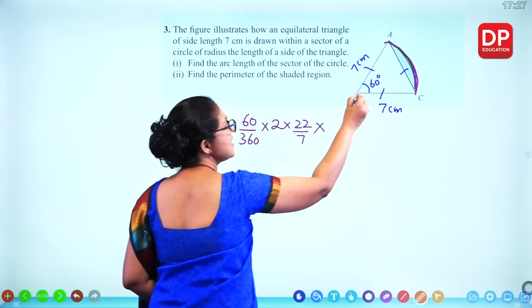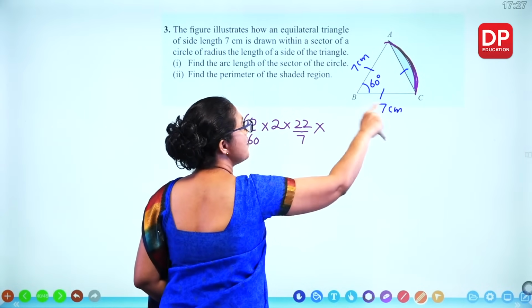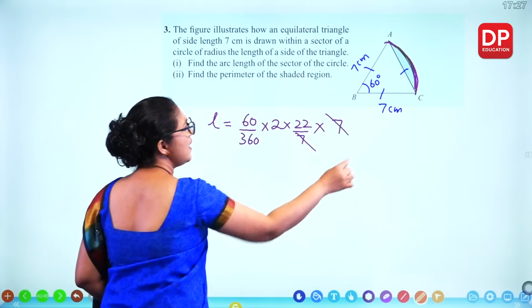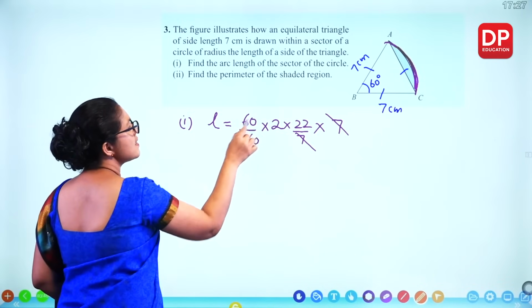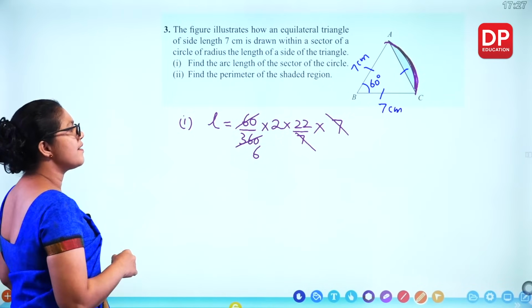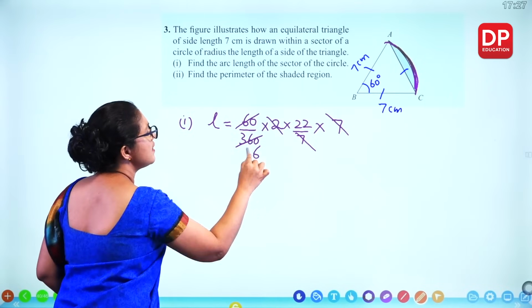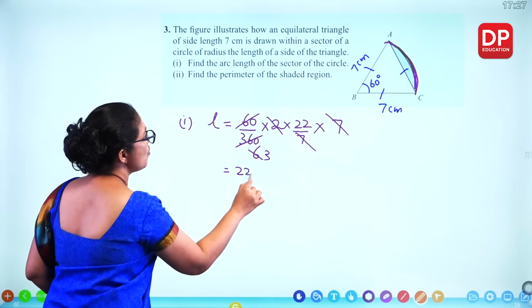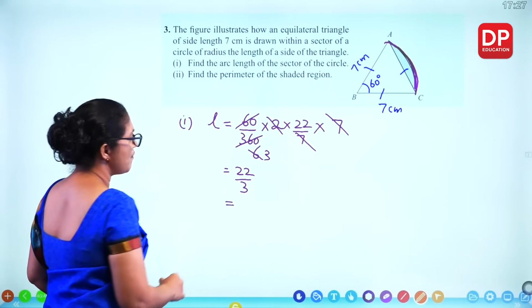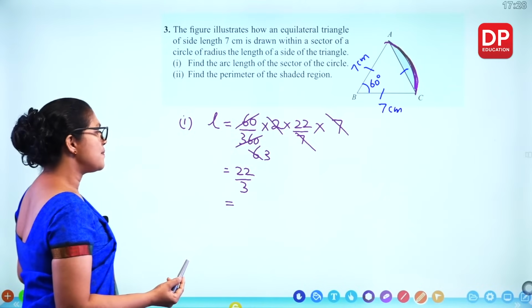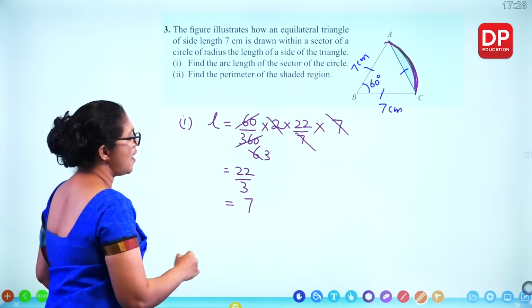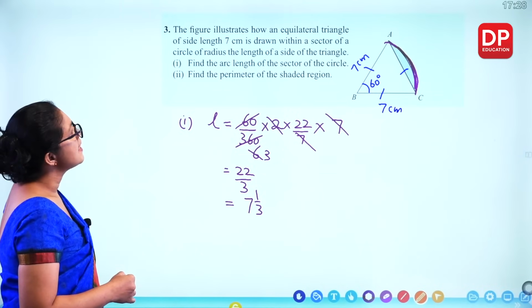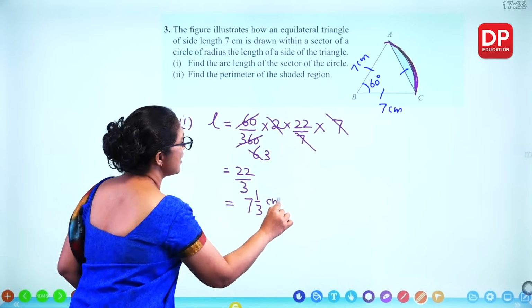This is the center of the sector and the radius is 7. Now try to simplify. 7 gets cancelled out. 60 times 6 is 360. 2 with this, you get 3. So what's the answer? 22 over 3. You can simplify and write down 3 times 7, 21, and 1/3. 7 and 1/3 centimeters.